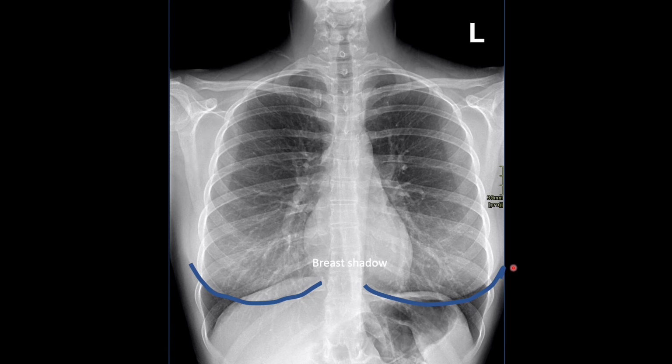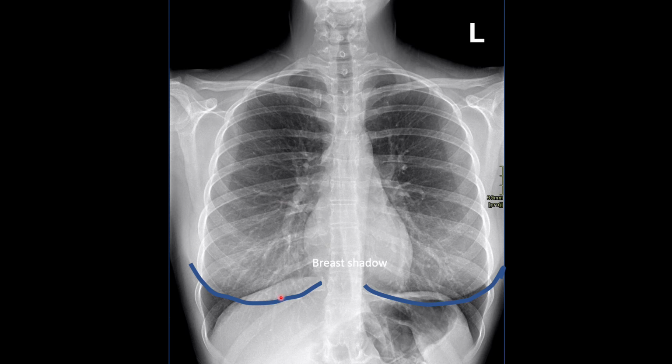And remember that the breast is usually made up of fat, and the increased fat density is going to cause increased density in the lower aspect of the chest. So if you look from the top to the bottom of this lung, the top of this lung looks darker or more lucent compared to the bottom. And that's not for any pathology.